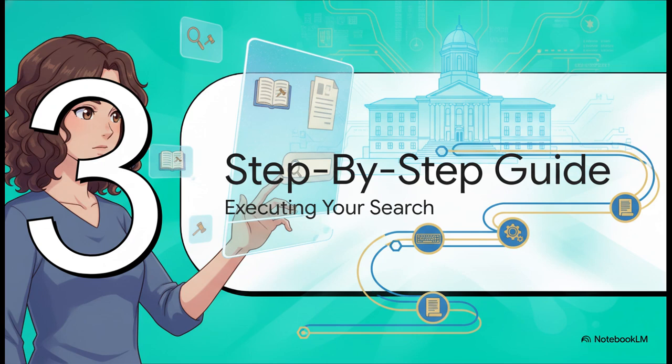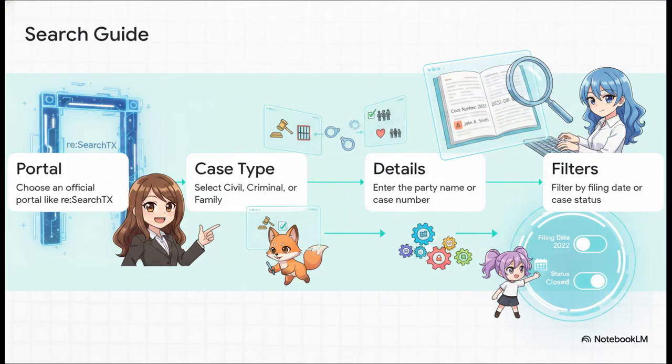All right, Section 3, Step-by-Step Search Guide. Let's execute your search. So here is your exact roadmap. Step 1, you're going to navigate to an official portal like ResearchTX. Step 2, select your case type. And a quick aside here, if you are looking for, say, a divorce record, make sure you don't leave the criminal boxes checked. It sounds obvious, but it will totally clutter up your results. Step 3, enter the party name, or honestly, if you have it, the exact case number is even better. And finally, Step 4, apply your filters.